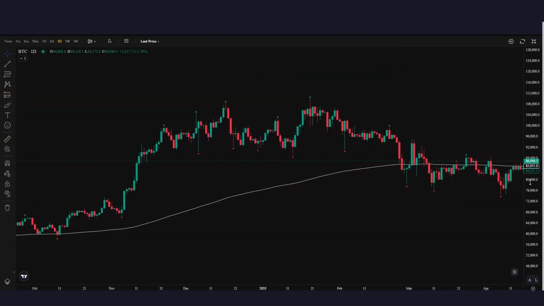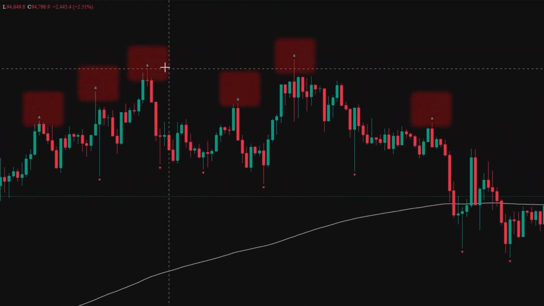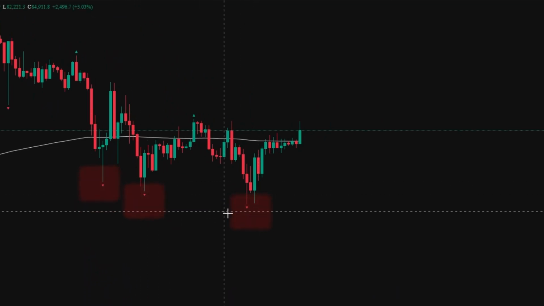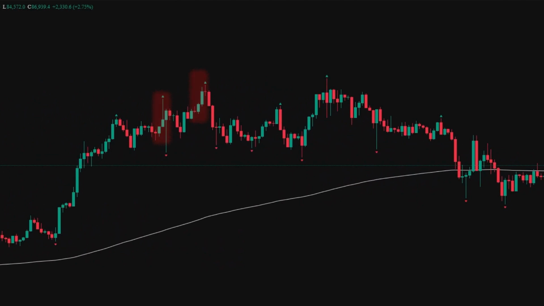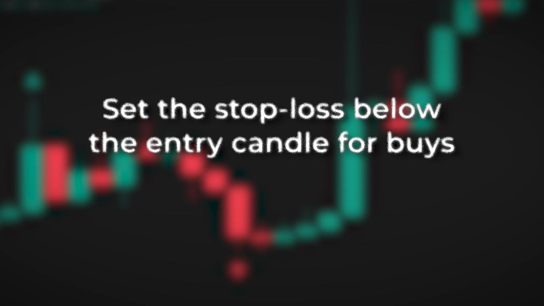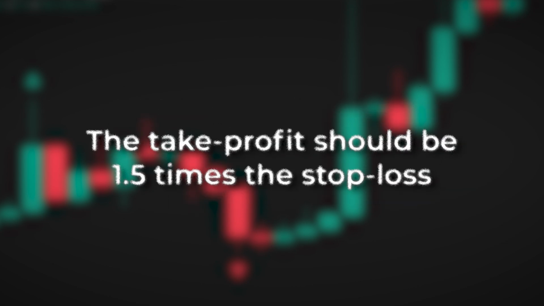Add the 200 EMA to determine the trend. If the price is above the 200 EMA, focus on upper fractals for buys. If below, focus on lower fractals for sells. Wait until the candle closes above the last upper fractal to enter a buy, or below the lower fractal to enter a sell. Set the stop loss below the entry candle for buys, or above it for sells. The take profit should be 1.5 times the stop loss.